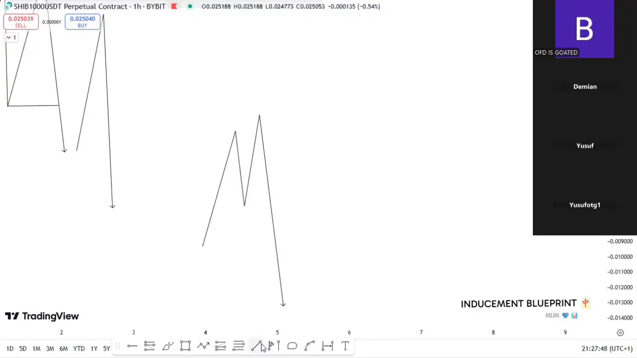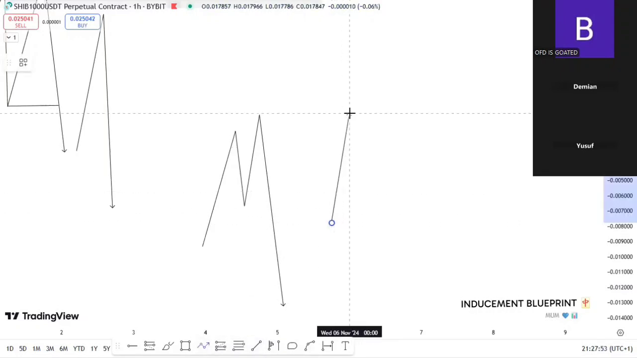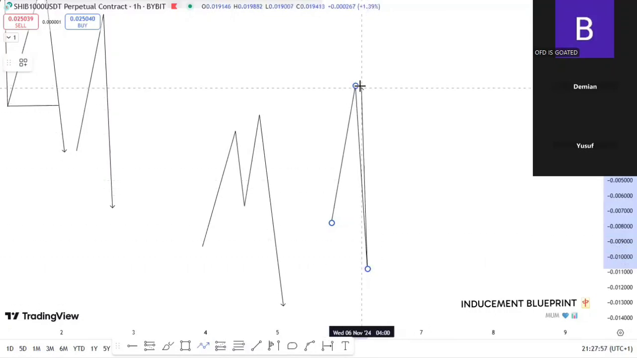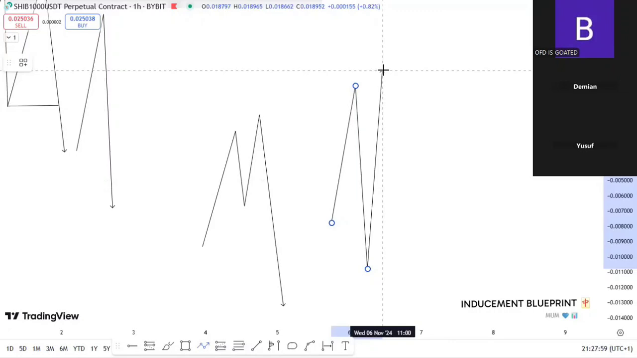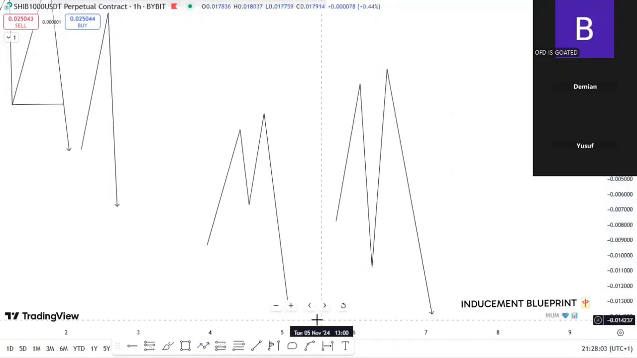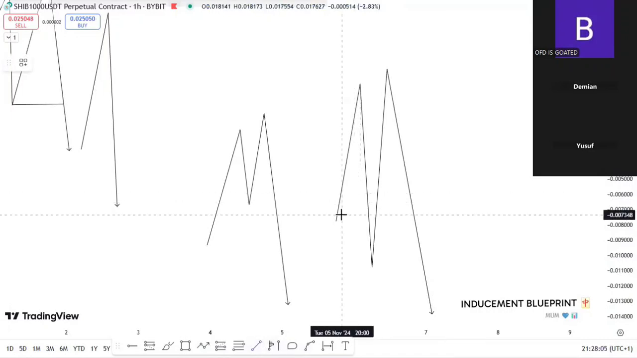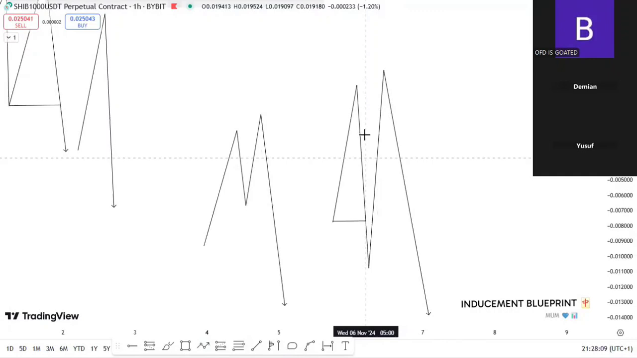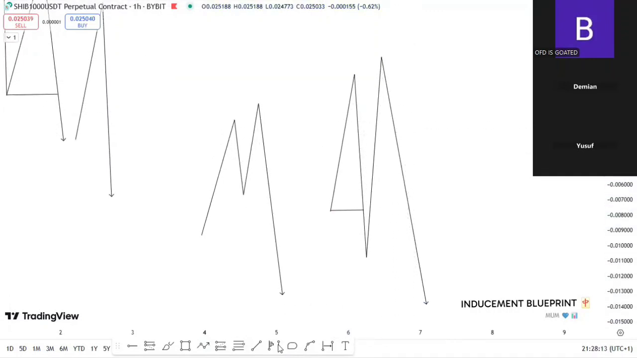Whereas the other one, the main liquidity or inducement, will break structure first and then come back again to take that high and then continue the push to the downside. So in a case like this, you see that this one broke the down structure and then came back to take out this high, and then the whole move was to the downside.